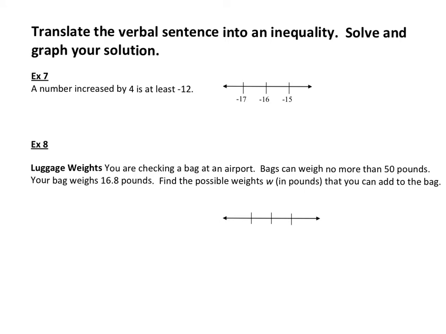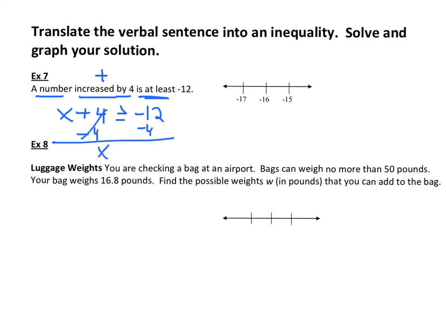So first we have to translate this into an inequality. So a number would be x, increased by would be plus. So x plus 4. Increased by is at least. So what does at least mean? At least means it's the very minimum, negative 12. So it means it can be greater than or equal to negative 12. Now I have to solve this, so I would subtract 4 from both sides, and I would get x is greater than or equal to negative 16.